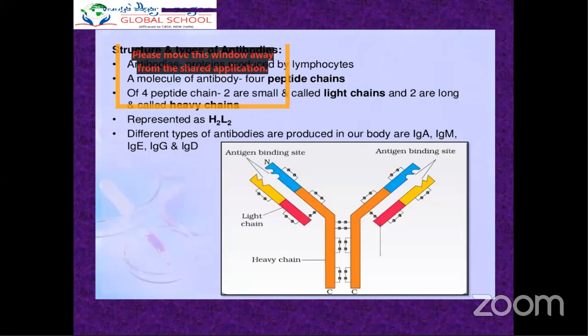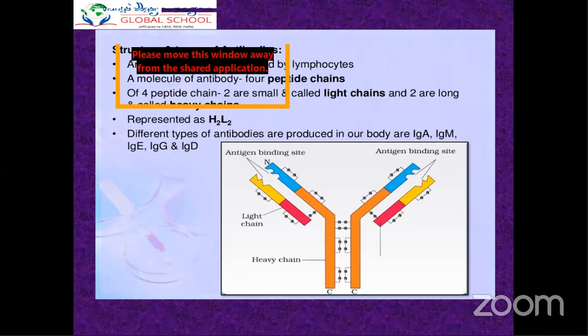The heavy chain is represented as H2, and the short light chain is represented as L2. Okay, so the heavy chain and light chains are bound with disulfide bonds. In between you can see S-S is there. It is a disulfide bond, and at both corners of the Y you can see antigen binding sites, where the antigen will come and bind.